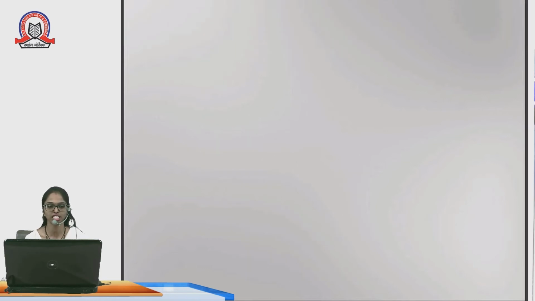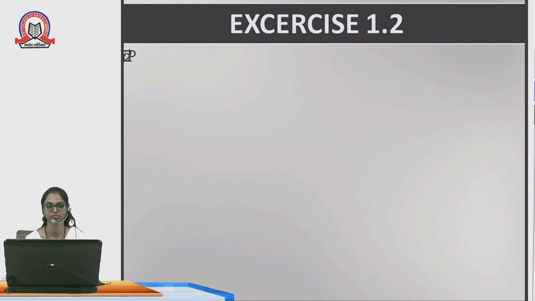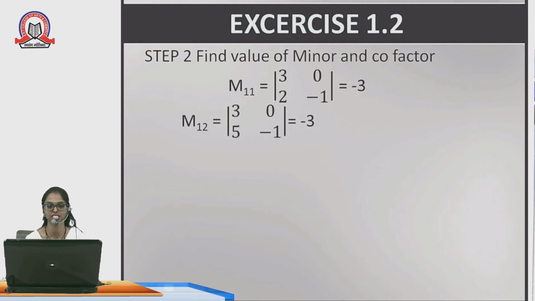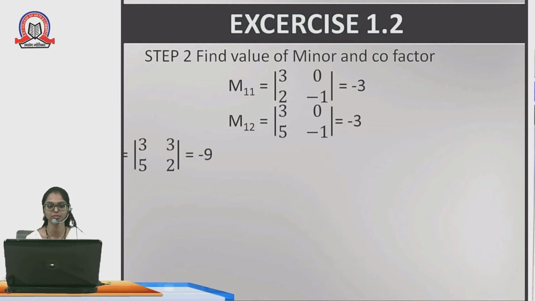Now, if A inverse exists, then find its minor elements. Now, what are the minor elements of a 3 cross 3 matrix? M11, the minor element of the first row, is denoted by M11. Delete the first row and first column elements and take the remaining elements in determinant form, that is 3 0, 2 minus 1, and the determinant of this matrix is minus 3. Now M12 means deleting the first row and second column and taking the remaining elements in 2 cross 2 matrix form, and the determinant is minus 3.